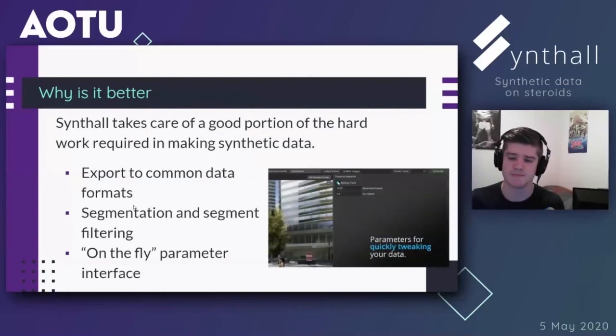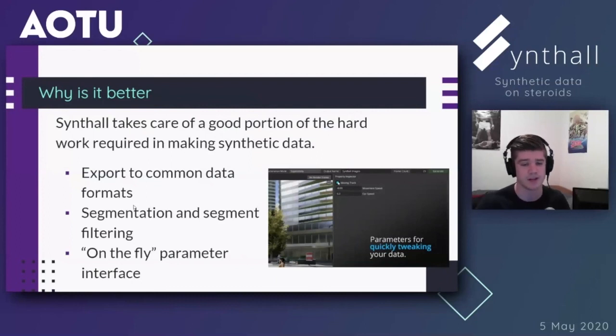So why is this better? What are some of the pieces that make this good? Well, Synthall takes care of a good portion of the hard work required in making synthetic data. It exports to common data formats. So we have Supervisely here, we can export to images. Any data format you need, we can export to. It's also one of the programmable features as well.